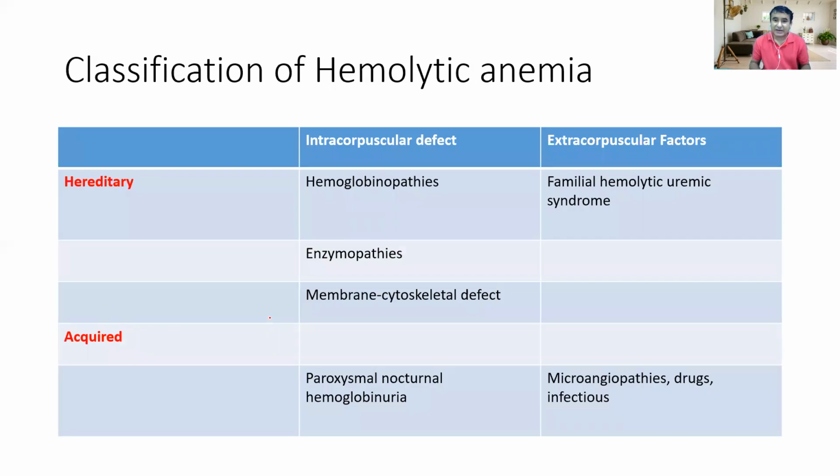So how can we classify hemolytic anemia? Think about the RBC. Inside the RBC there is hemoglobin, there are different types of enzymes, and the RBC also has the membrane. Intracorpuscular means inside the RBCs. It also has two types: hereditary and acquired.